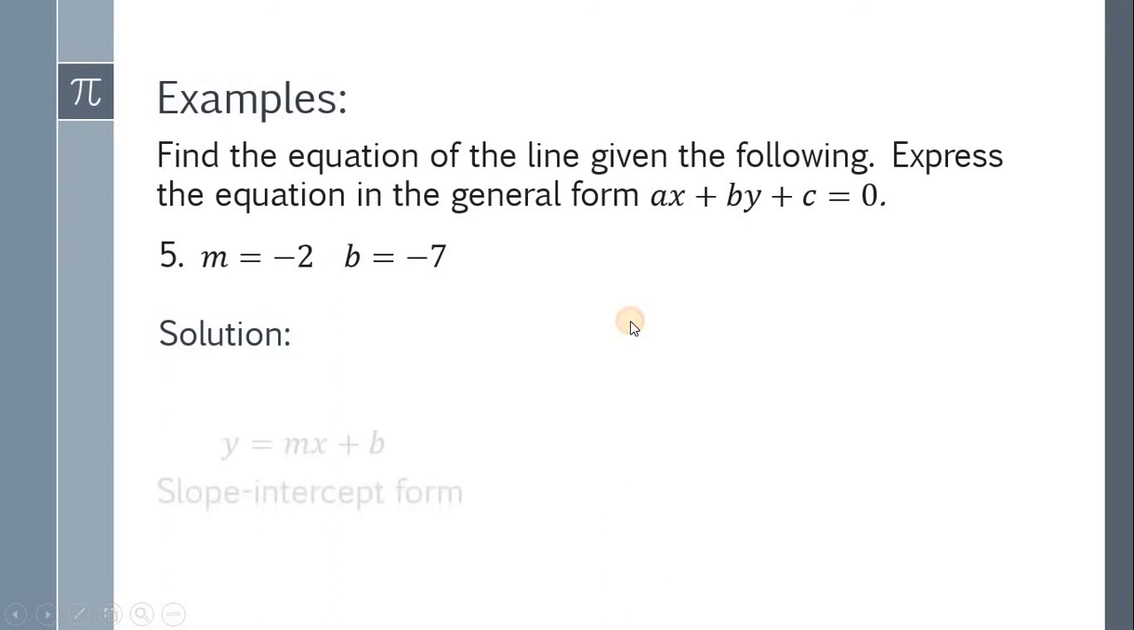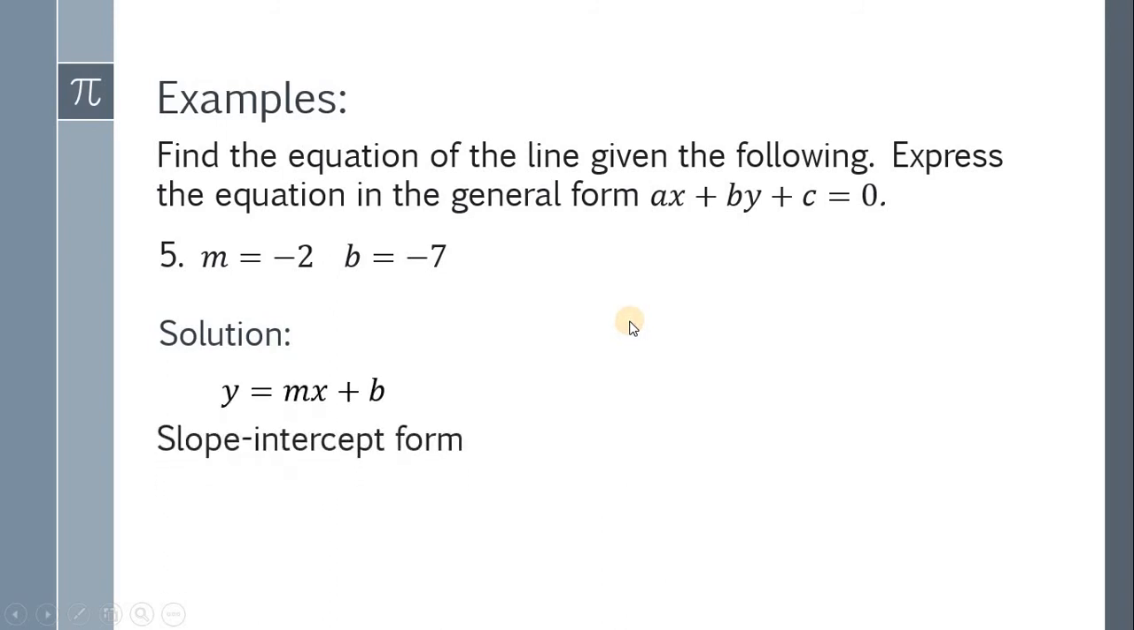Now, solution, gamitin natin yung slope-intercept form. Bakit? Kasi given yung slope at yung y-intercept. Gawin natin. So, substitute lang natin agad. So, y is equals to negative 2x plus negative 7. Simplify. Y is equals to negative 2x minus 7. And tapos na yan.